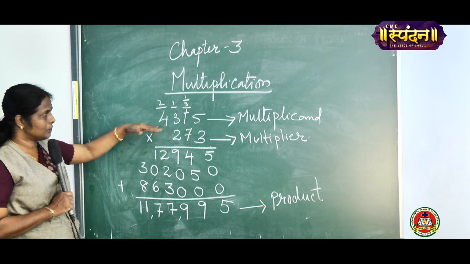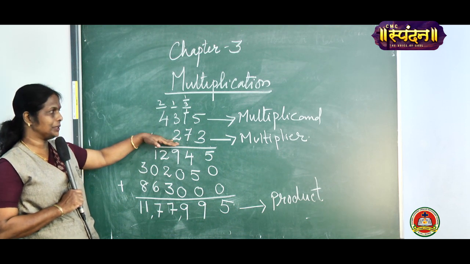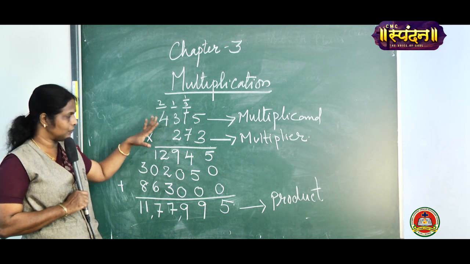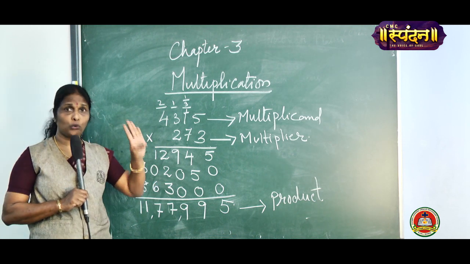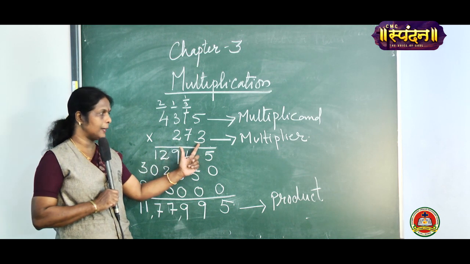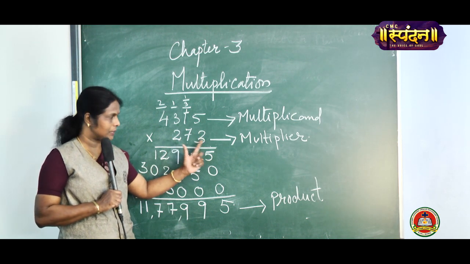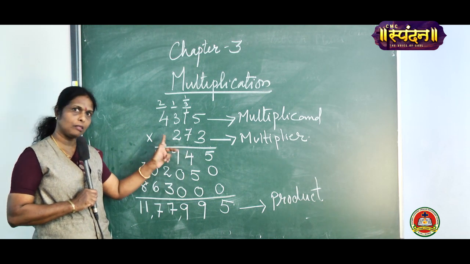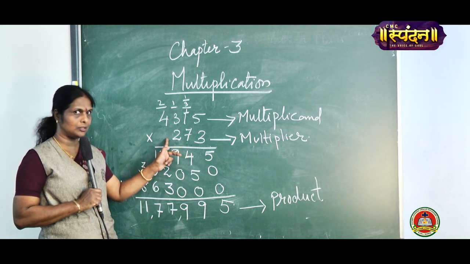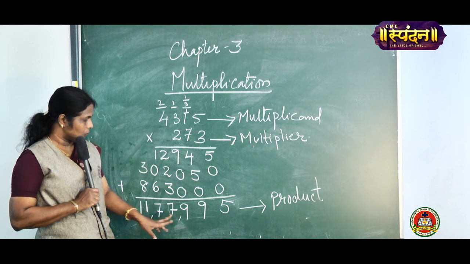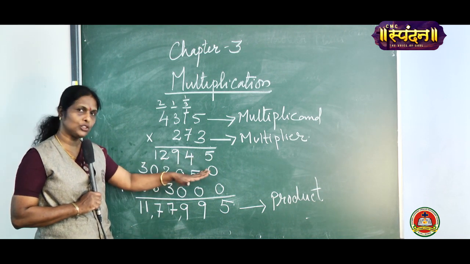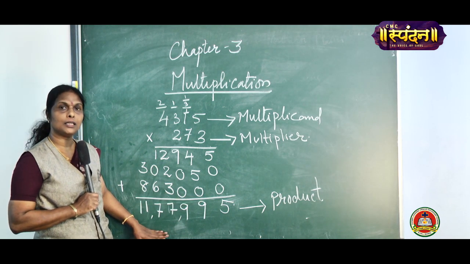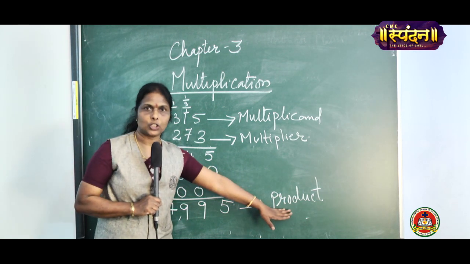So when we are multiplying a 4-digit number by a 3-digit number, we solve these questions using 4 steps. In the first step, we multiply by the number which is in the ones place, that is 3. The second step, we multiply by 7. The third step, we multiply by 2, which is in the hundreds place. Now after that you have to add. The fourth step is that you add all these 3 numbers and you get the final result, which is called the product.